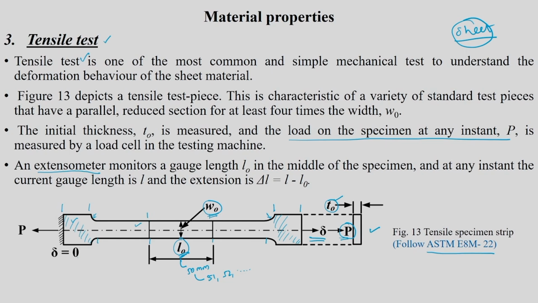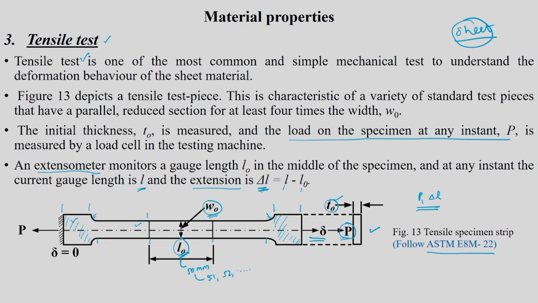The extensometer monitors a gauge length L0 in the middle of the specimen, and at any instant the gauge length L and the extension is given by delta L is equal to L minus L0. So, this delta L is called the extension. L is the new dimension and L0 is the initial gauge length, let us say 50. So, 51 minus 50, 52 minus 50, 53 minus 50 will give you delta L. These two, P and delta L, are very important to calculate a load displacement graph, which is the raw data that the machine can give.